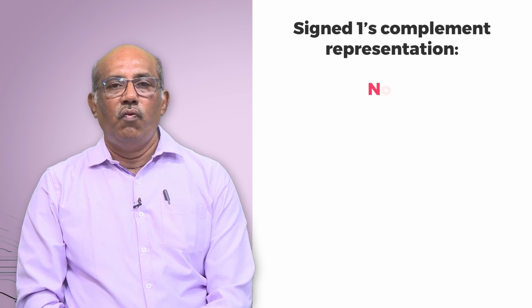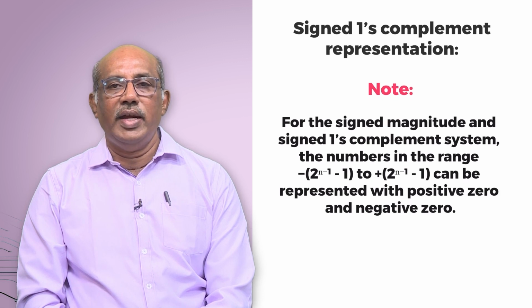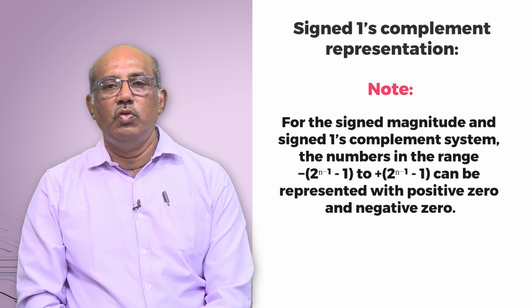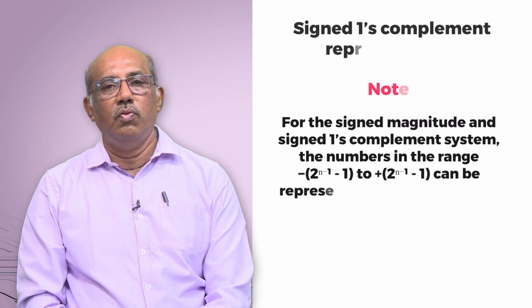Fine. For the sign magnitude and sign 1's complement systems, the numbers in the range minus (2 raised to n minus 1) to plus (2 raised to n minus 1), where n is small n, can be represented with positive 0 and negative 0.